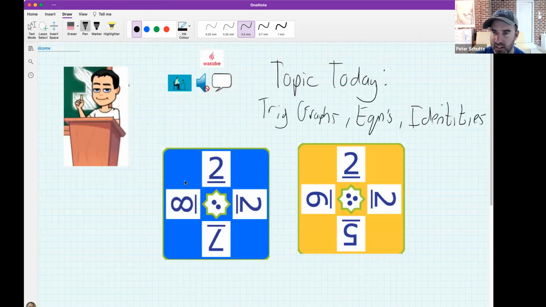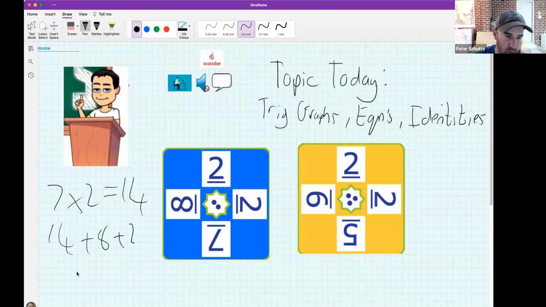So let's see. Lizzo, 7 multiplied by 2. So 7 times 2 is 14, and then 14 plus 8 plus 2, you are winning. Yep, so that's Maths 24 on the blue one.